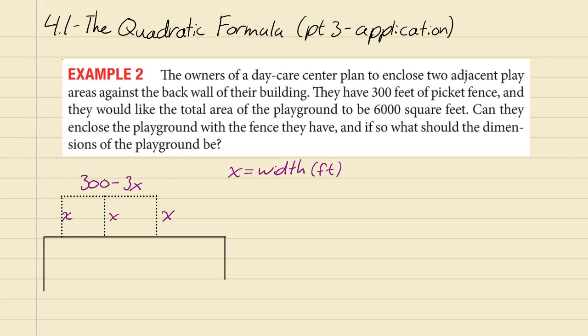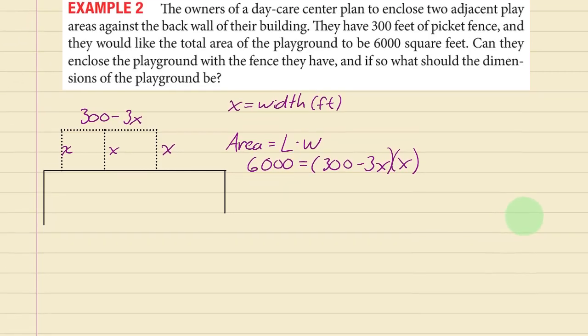And so then we want the total area to be 6,000 square feet. The area of a rectangle is its length times its width. In this case, we want that to become 6,000, and that's going to be equal to this length on this side, 300 minus 3x, times x. And that gives you a quadratic equation we can try to solve now.